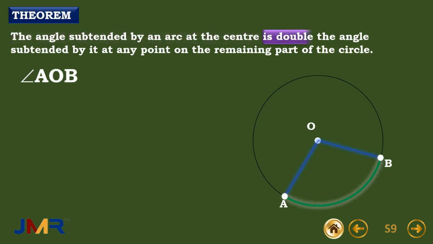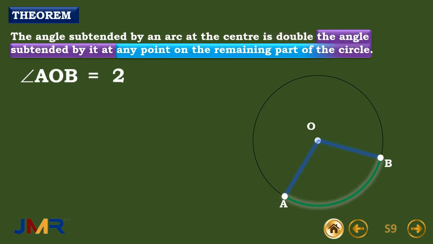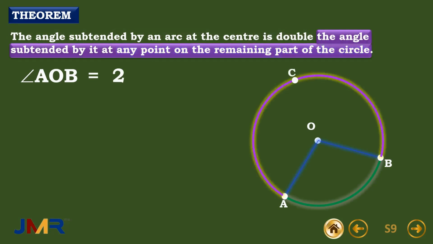This is double. That means 2 times the angle subtended by the same arc at the circumference at any part. I have taken one more point. The angle is... so I need to prove angle AOB is 2 times angle ACB. This is, dear students, a very, very important theorem. Let us learn how to prove this theorem.